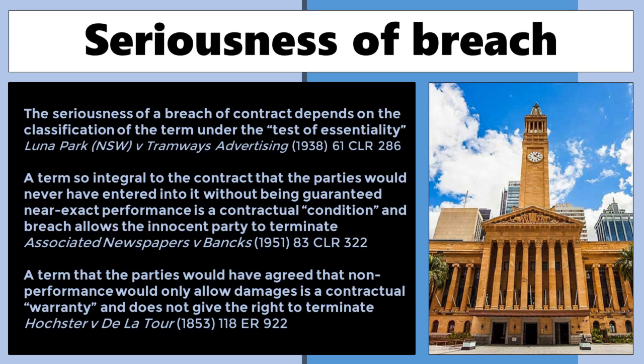Okay? That's going to take a little bit of time to get your head around, because only the courts do that. Only the courts can really determine these things one way or the other definitively. But the key test they use is, would an objective bystander looking into this arrangement think that that particular term was so essential that if near exact performance wasn't guaranteed, the two parties would never have come together to form that contract. That's the test of essentiality.